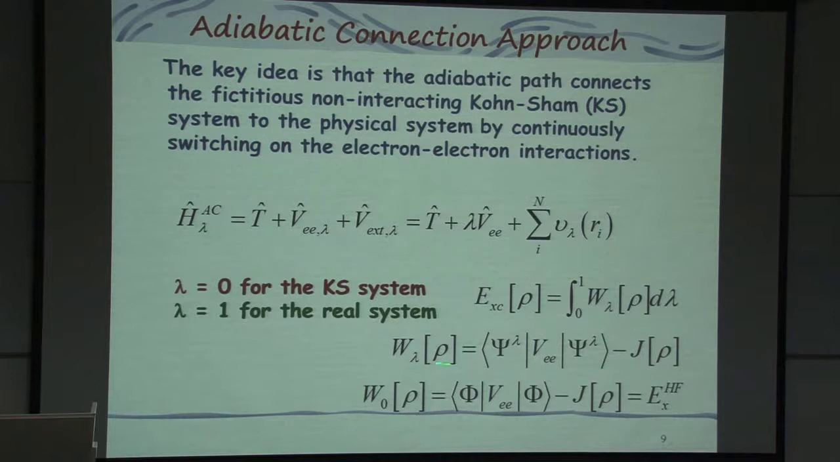Of course, this is well-defined, but then you need knowledge of this partially interacting wave function, which of course is a many-body wave function. But if lambda equals zero, then this many-body wave function will reduce to a Slater determinant, and then you can see the expectation value of this electron-electron interaction is just the exchange plus Coulomb. So then you know that at lambda equals zero, the integrand is just the Hartree-Fock exchange. So the initial value is the Hartree-Fock exchange.